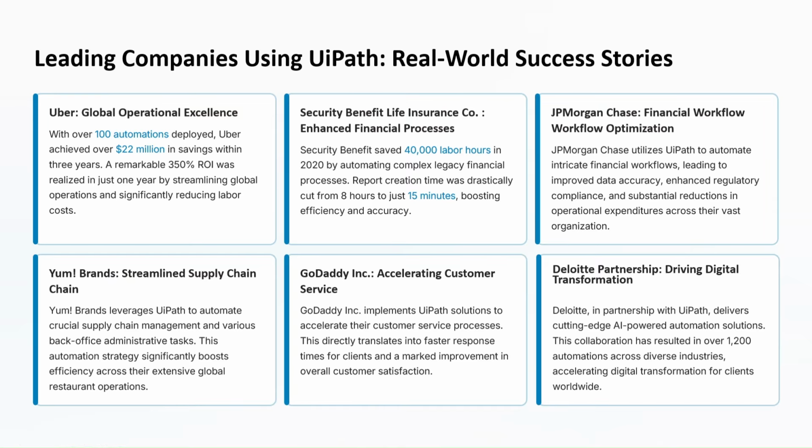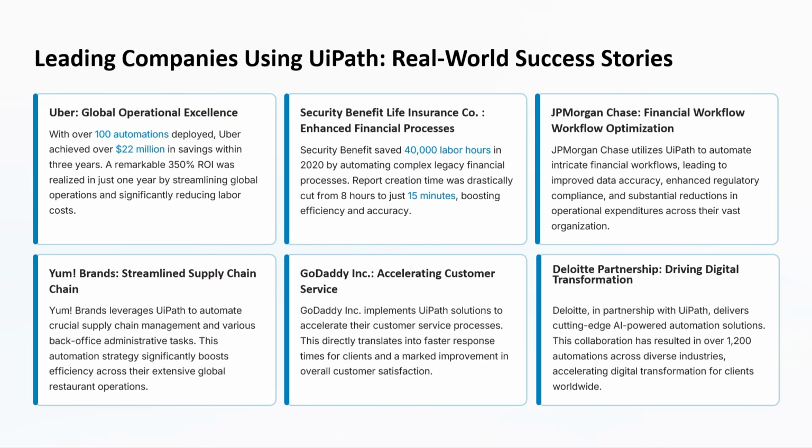I will also give you a brief overview of the leading companies using UiPath for now. I have several examples here. First of all, there is Uber. Uber deployed more than 100 automations and achieved $22 million in savings with UiPath automation. And for security benefit, they saved around 40,000 labor hours in a single year.